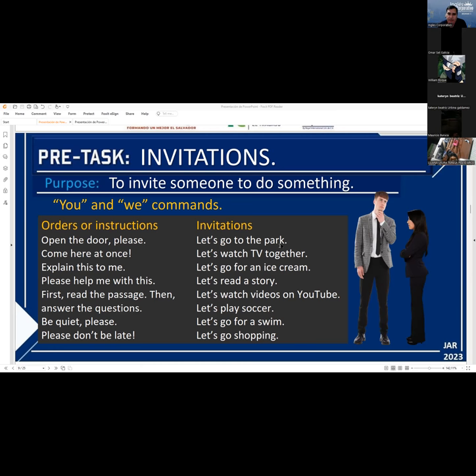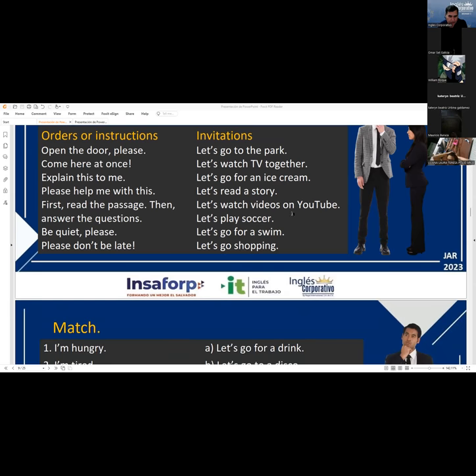Maybe you remember that you have like, let's go, vayamos. Let's eat, comamos. Let's work, trabajemos, etc. So this is an invitation to do it together. Let's study the lesson. It's an invitation to study together, right? Let's study the lesson. Okay, so these are the examples.